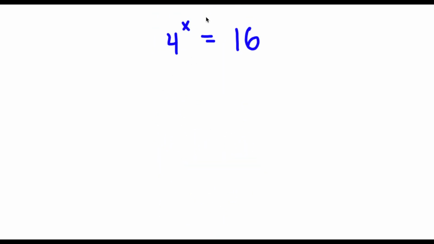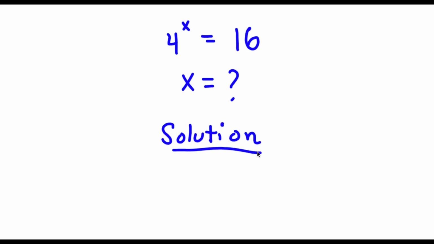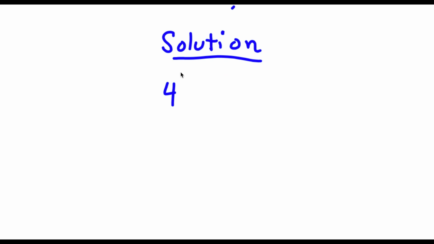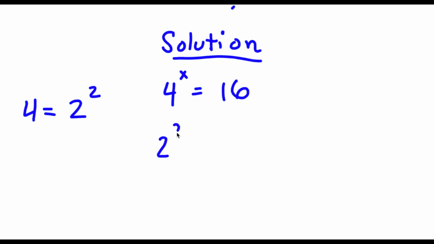Alright, so I have 4 to the power of x is equal to 16. So now I want to find the value of x. So for my solution, first start with 4 to the power of x is equal to 16. Now, 4 here, this is the same thing as 2 squared. So now if I substitute in 2 squared for 4, I have 2 squared to the power of x is equal to 16.